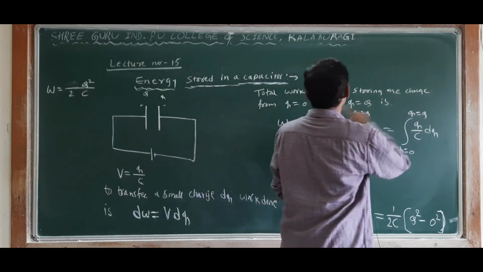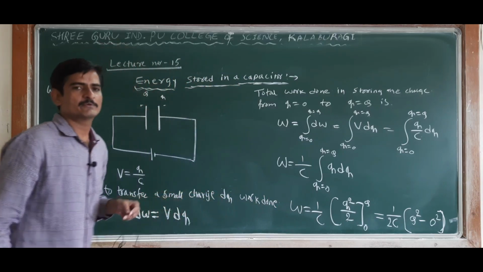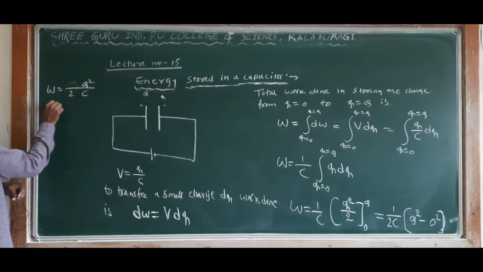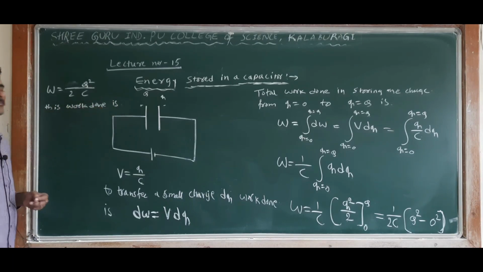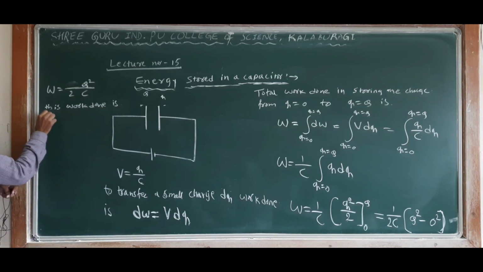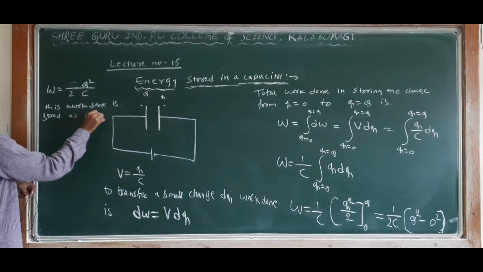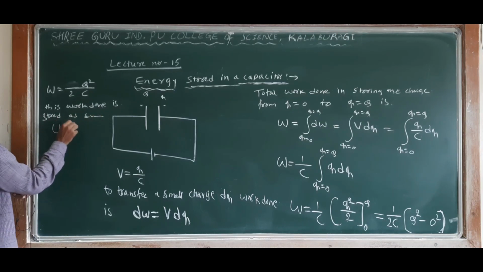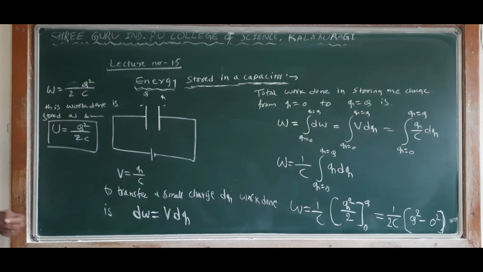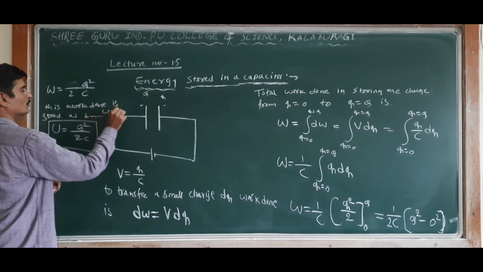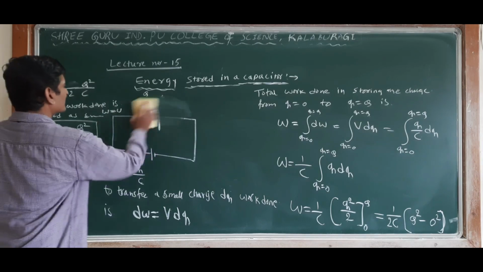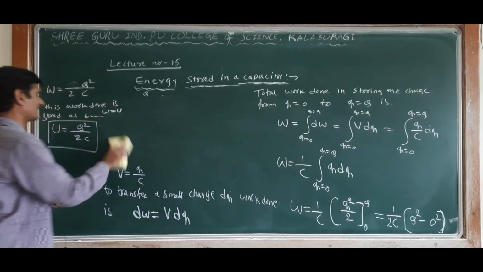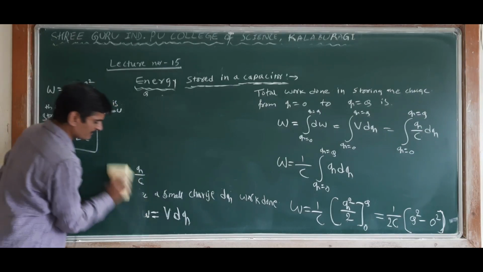That is the total work done in storing the charge from q equal to 0 to q equal to capital Q, and this work done is stored as potential energy. So U is equal to q square divided by 2C, because W is equal to U. Therefore, the energy stored in a capacitor is given by U is equal to q square divided by 2C.